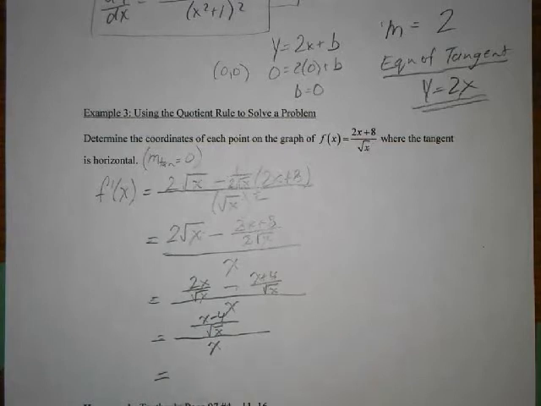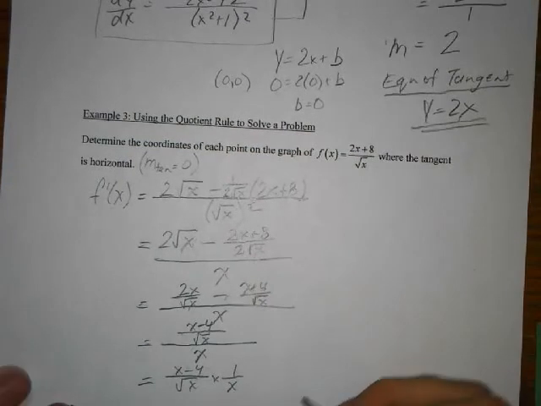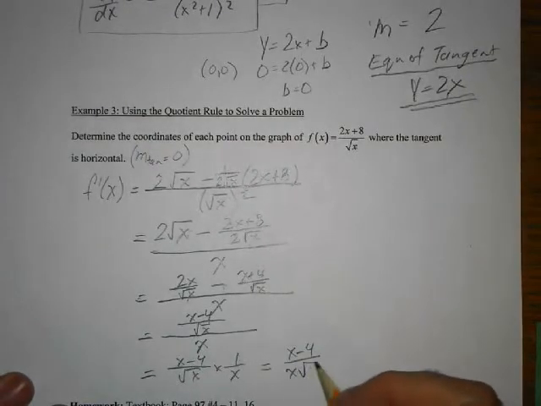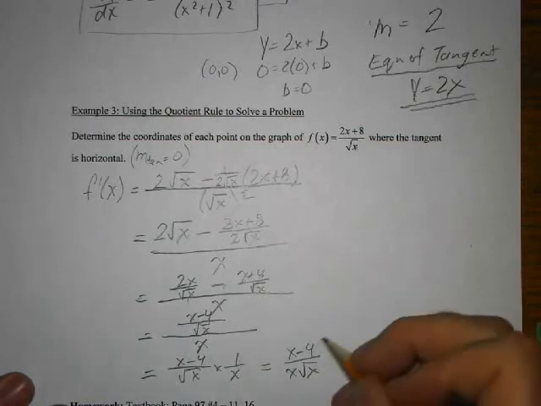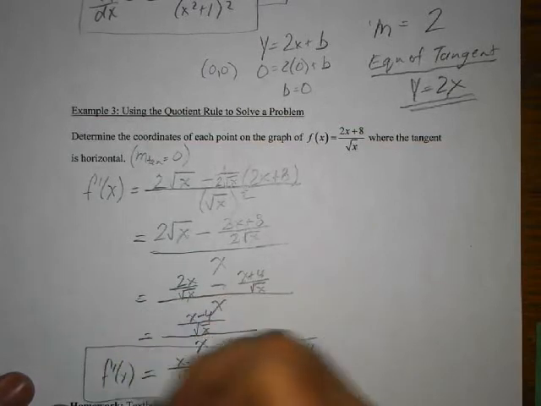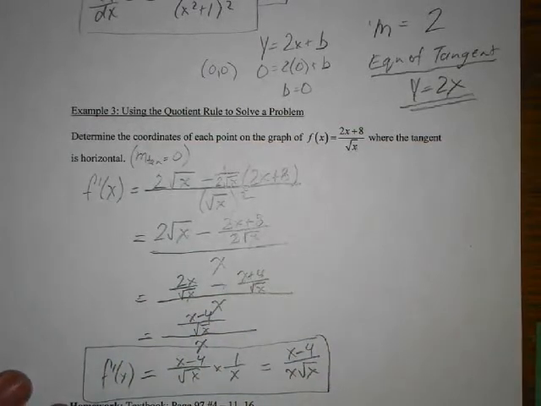Let's do one more step here. So that would be x minus 4 over root x, and then multiply by the reciprocal of this, so 1 over x. That's going to be equal to x minus 4 over x root x. Okay, so there's our derivative function for f.